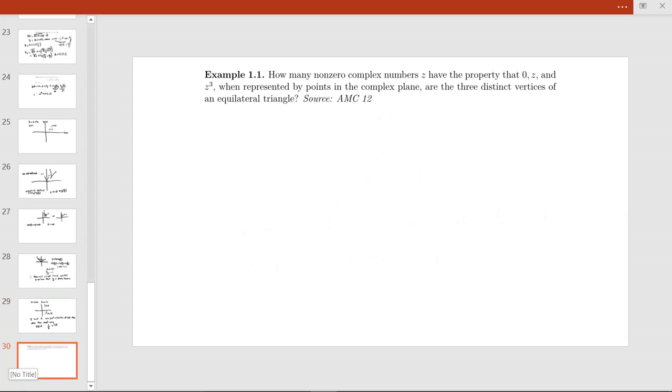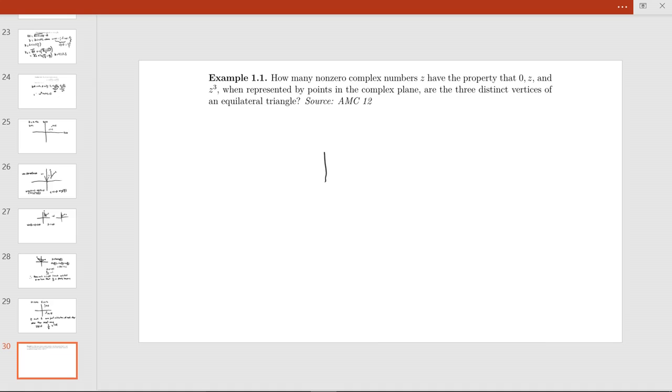So now we do the following example from the AMC 12. So the problem is, how many non-zero complex numbers z have the property that 0, z, and z cubed, when represented by points in the complex plane, are the three distinct vertices of an equilateral triangle? So to attack this problem, we first draw a diagram. So our vertices are 0, z cubed, and z.